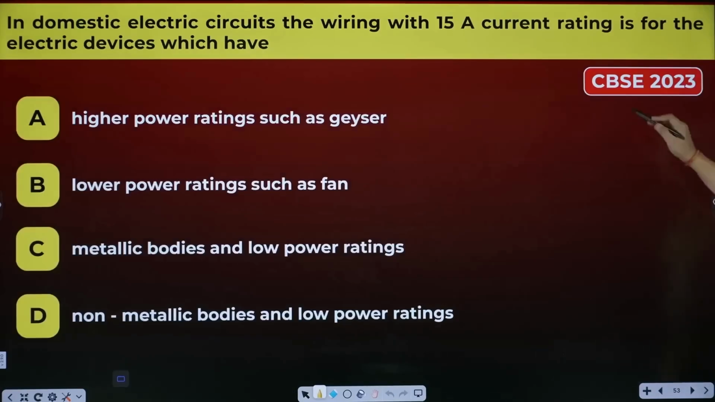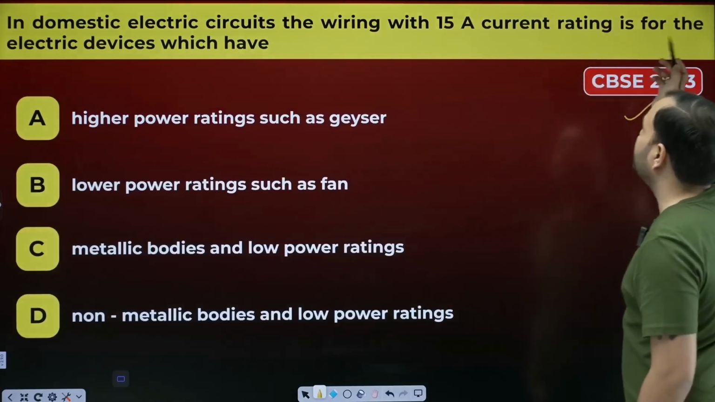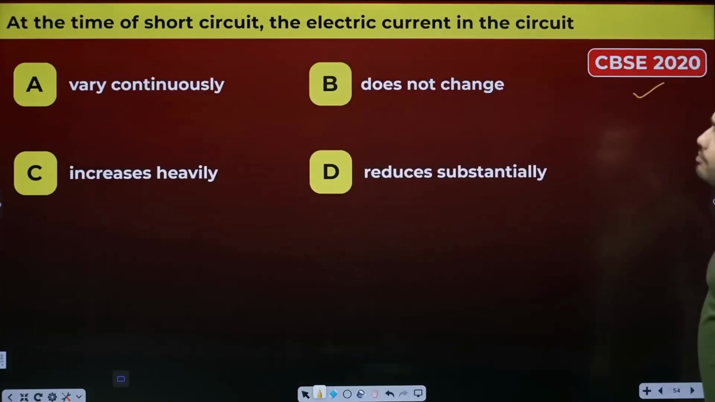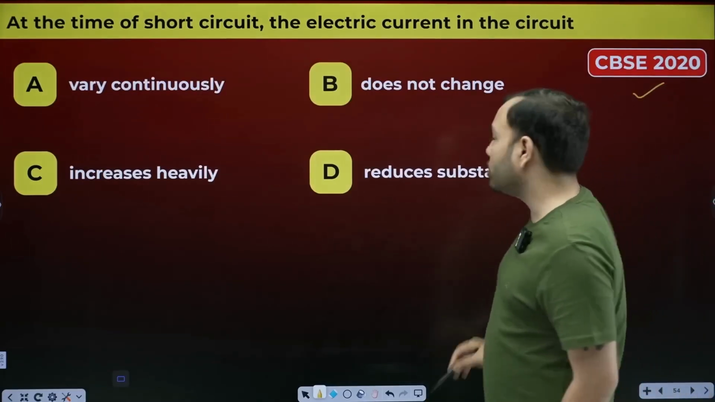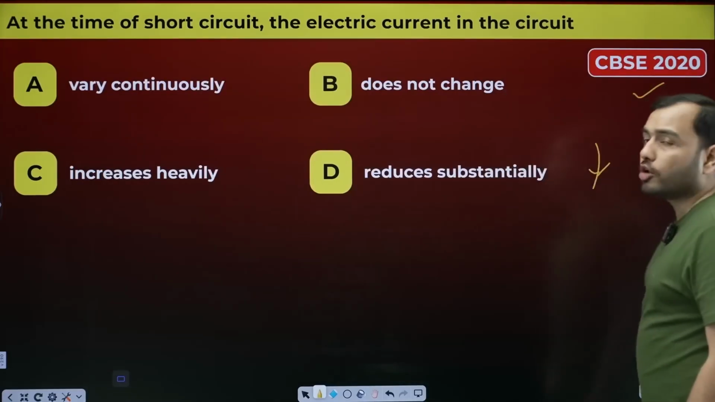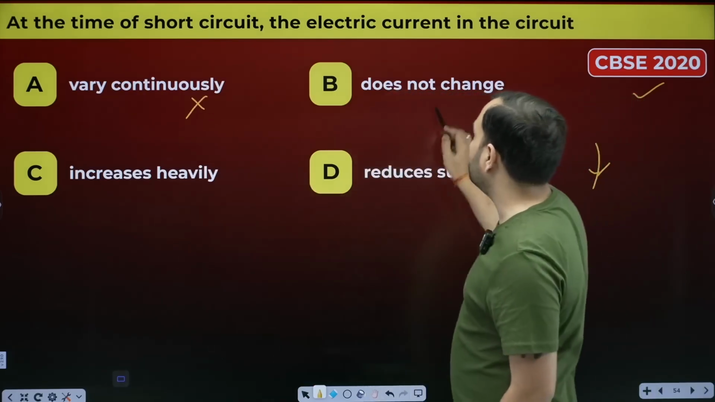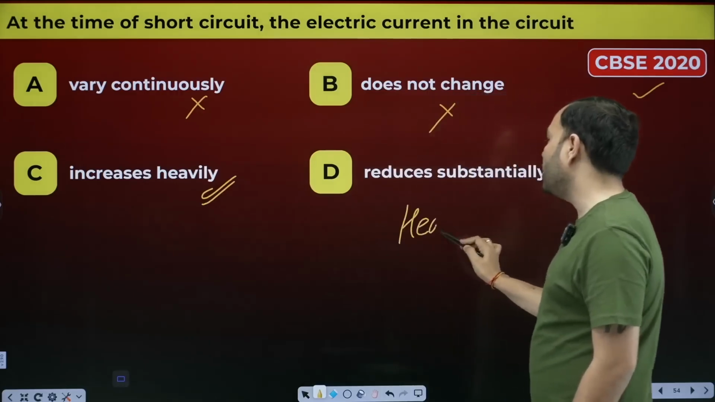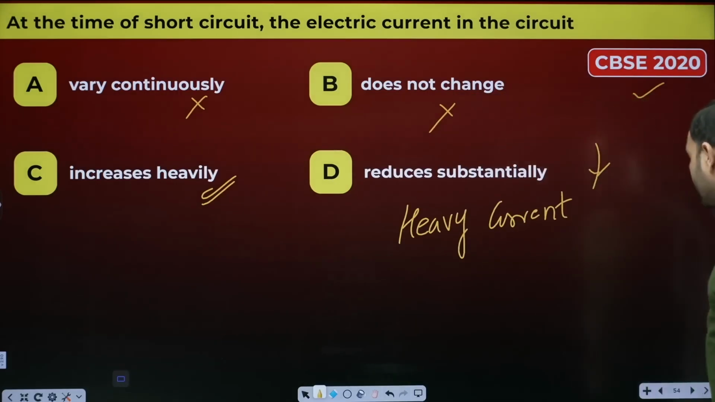CBSE 2023: wiring with 15 ampere current rating in domestic electric circuits is used for what? High power rating appliances such as geyser. Next, 2020: at the time of short circuit, what will happen to the electric current in the circuit? What happens in a short circuit? A small path is formed. What flows through it? Heavy current flows. So what happens to the current? It increases heavily. Heavy current flows at the time of short circuit.